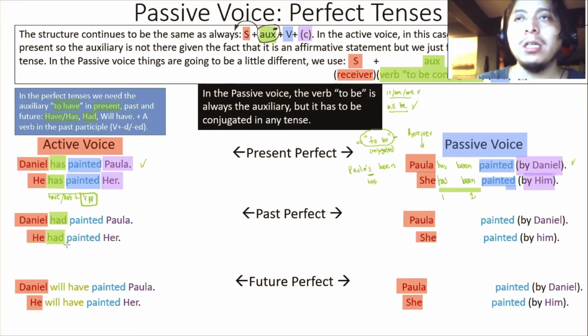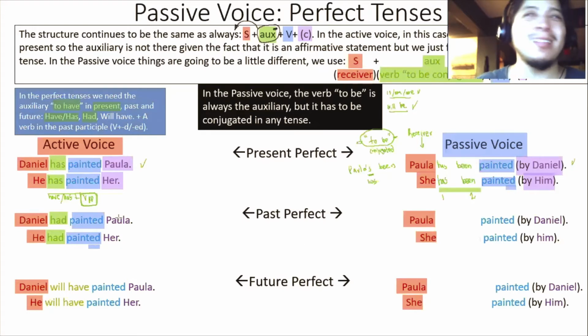The auxiliary is always had. It doesn't change. It doesn't matter who the subject is. There is only one auxiliary for the past perfect. It is always had. And then we need a verb. Perfect forms always need the verb in the past participle. Remember, painted is a regular verb, so it finishes with ed. In the case of irregular verbs, well, you will have to remember the forms, okay? And then finally, we need a complement.